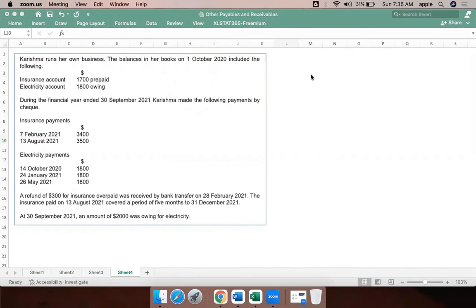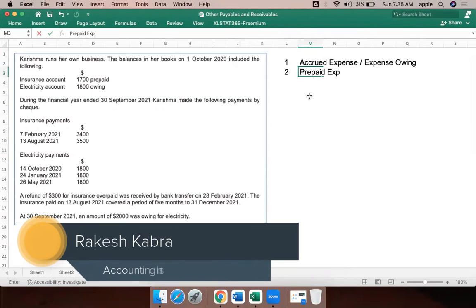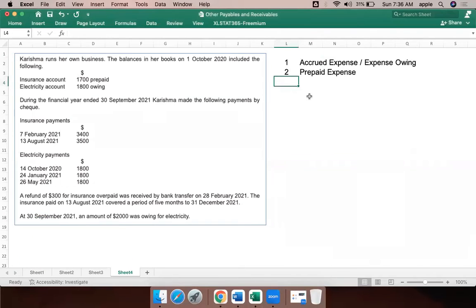We have discussed all the adjustments, right? First, we discussed accrued expenses, or you can call it expense owing. That is an expense which belongs to the current year but is not paid by the end of the accounting year. Next is prepaid expenses. That's when you pay in advance before the work is done. It is an expense which belongs to the future but is paid during the current year.